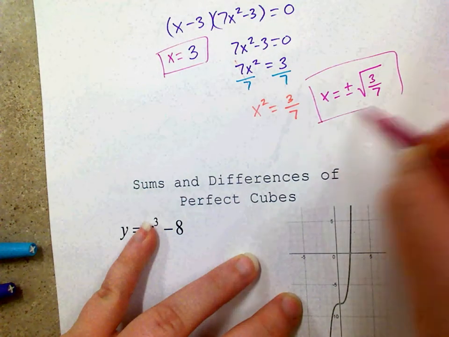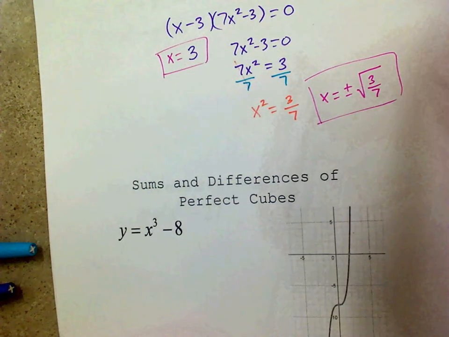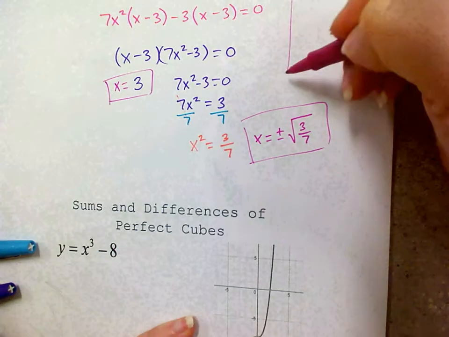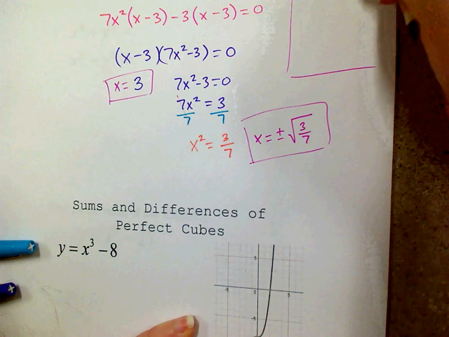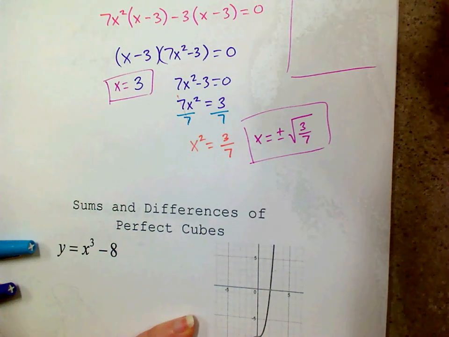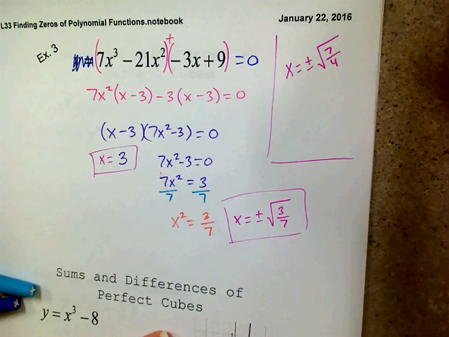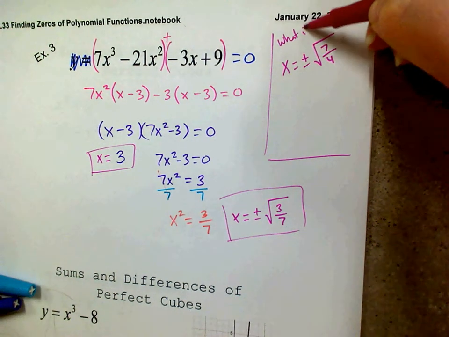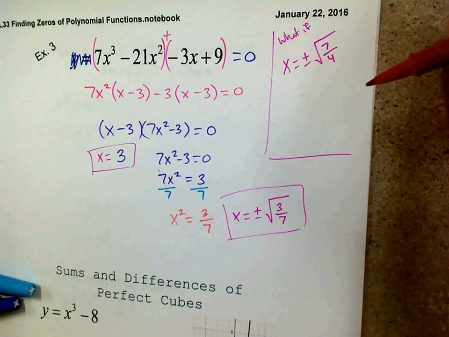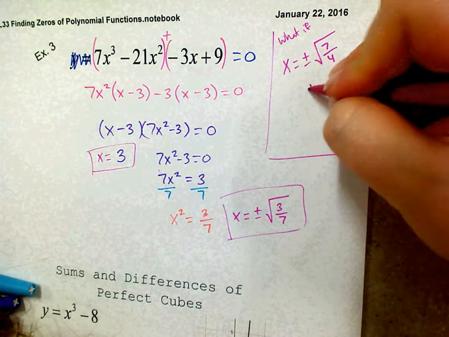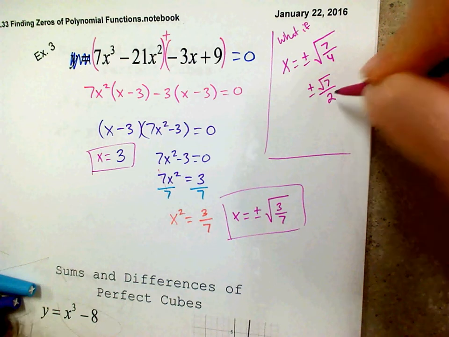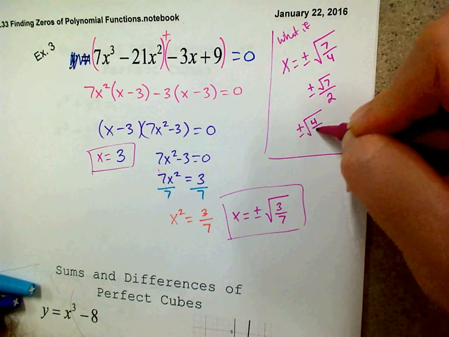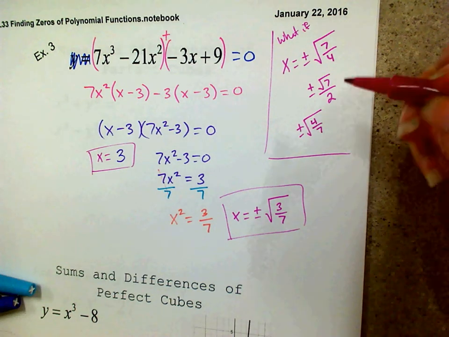Okay, just as a quick what if: you got plus and minus the square root of 7/4? What if you got that? Can you take the square root of 7? Can you take the square root of 4? So maybe plus and minus the square root of 7 over 2. What if you got plus and minus the square root of 4/7? Can you take the square root of 4? And that would be plus and minus 2 over the square root of 7.